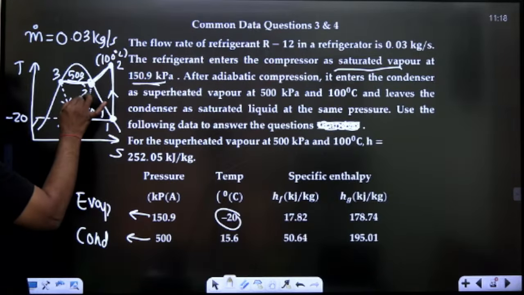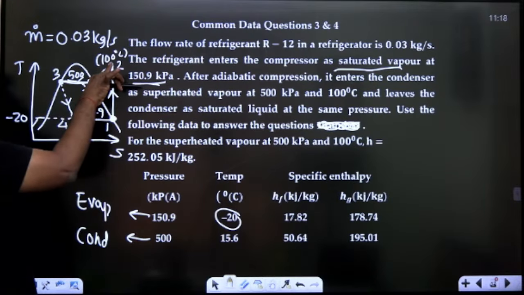Note that condensing is occurring here. Let us take this as 2 dash. Condensation is not happening here. Though it is entering here, first it rejects sensible heat. After reaching the saturation state, further it loses latent heat. So this temperature given, 15.6, is the saturation temperature. What else is given? HF. Let this be a point.